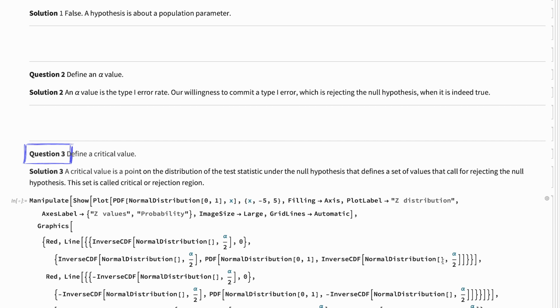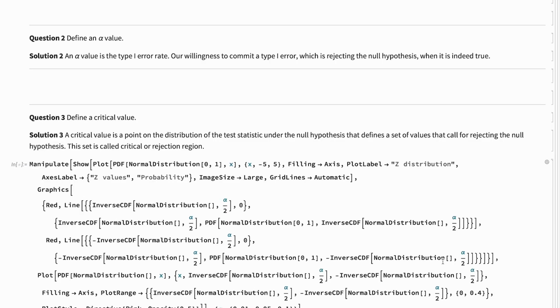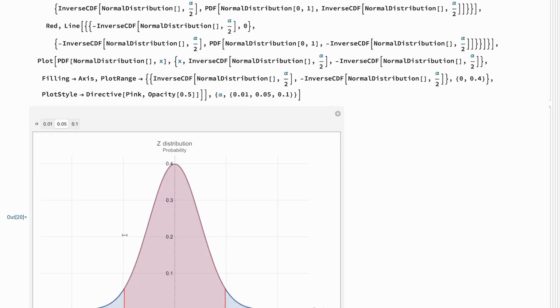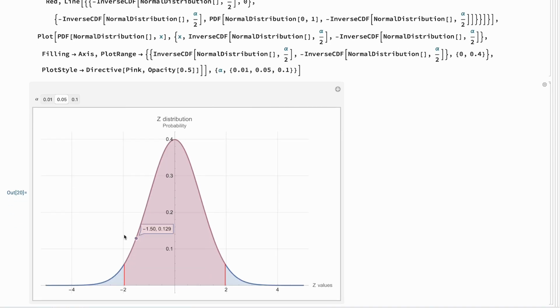Great. Define a critical value. My answer here is a critical value is a point on the distribution of the test statistic under the null hypothesis that defines a set of values that call for rejecting the null hypothesis. The set is called the critical or the rejection region. And if we visualize this, it'll make more sense.